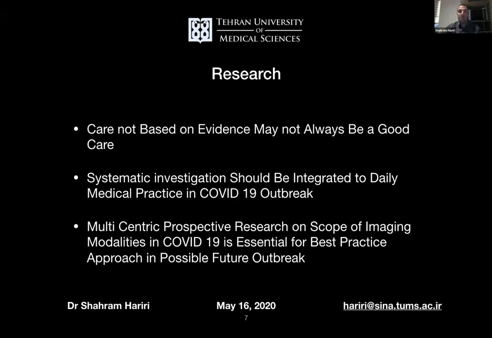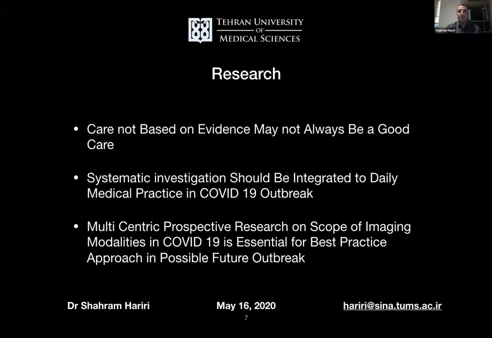In conclusion, I recommend incorporating multi-centric research on the scope of point of care ultrasound of the lung and heart in COVID-19 to find good evidence for screening, diagnosing, and monitoring the management and foreseeing the outcome.